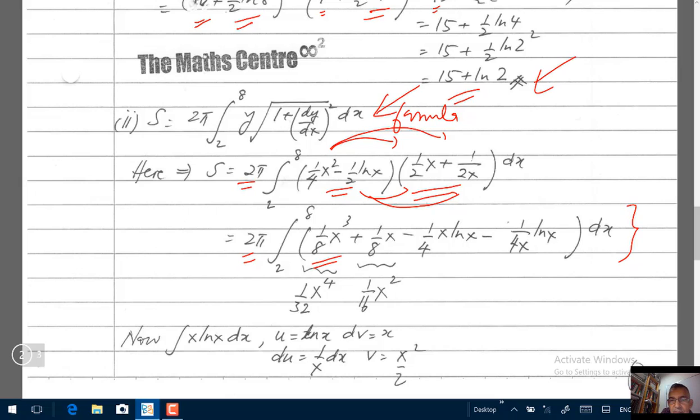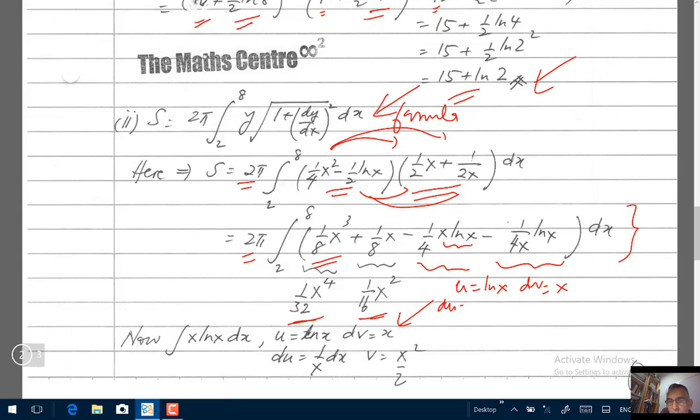I have increased by 1, I have x to the power 4 over 32. And this one will be x squared over 16. Now we need to sort this out and this out. Now I'm going to take this and perform integration by parts. I'm going to use u is log x and dv equals x. That's what you see here.